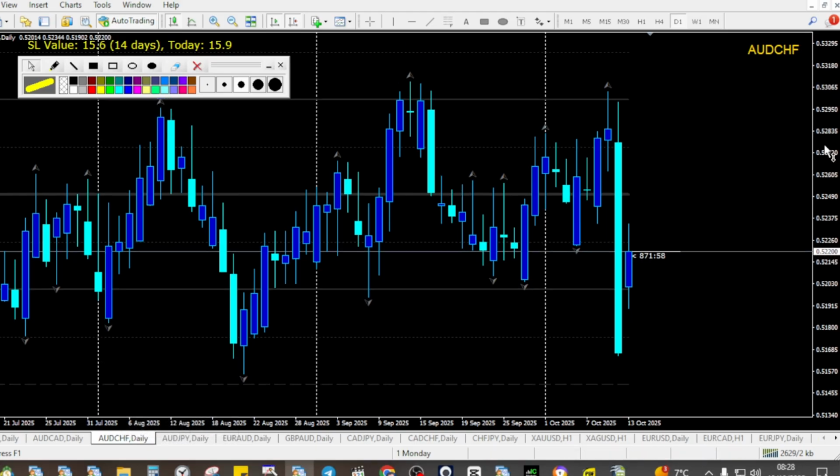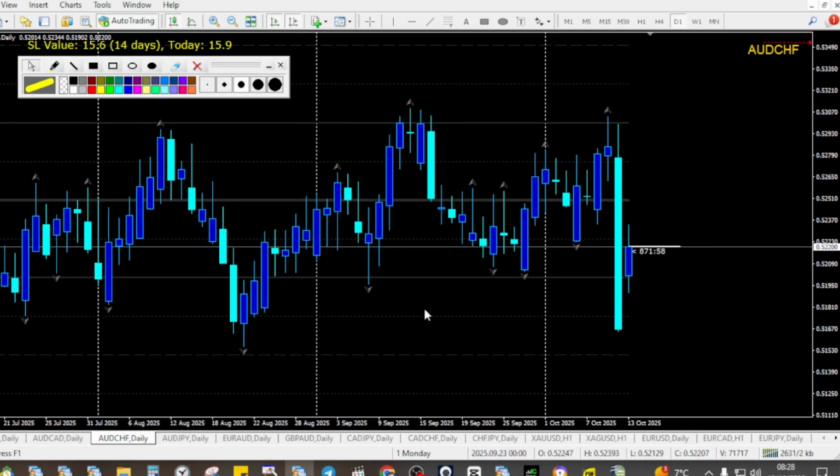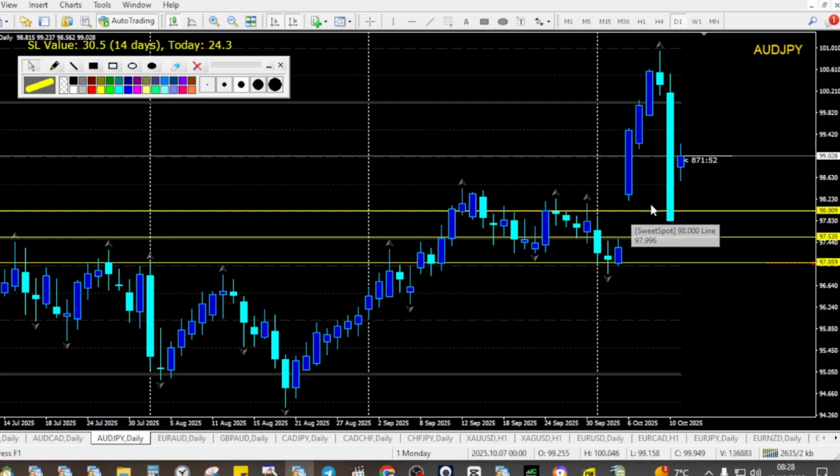AUD CHF, so this one doesn't look good. There is nothing much except the big move of Friday. I delete it. AUD yen, big move on Friday, but this morning you see there is a gap up and the price is bouncing off this zone of support and resistance.